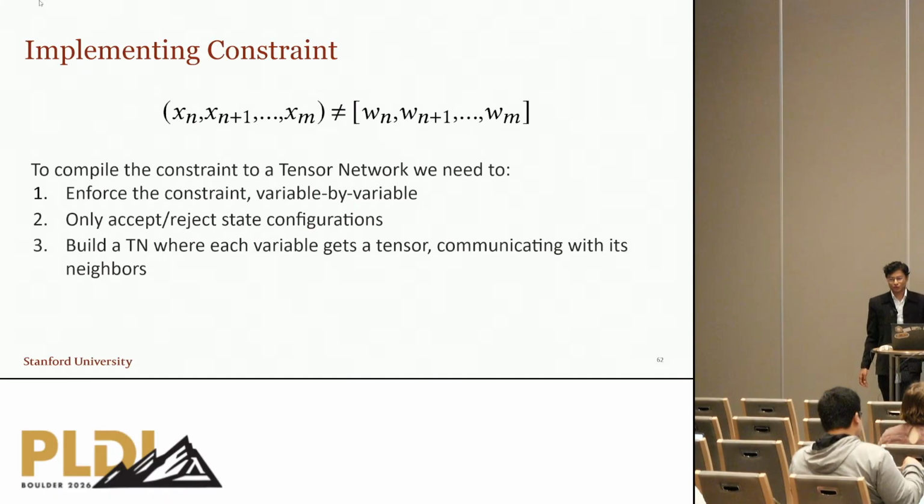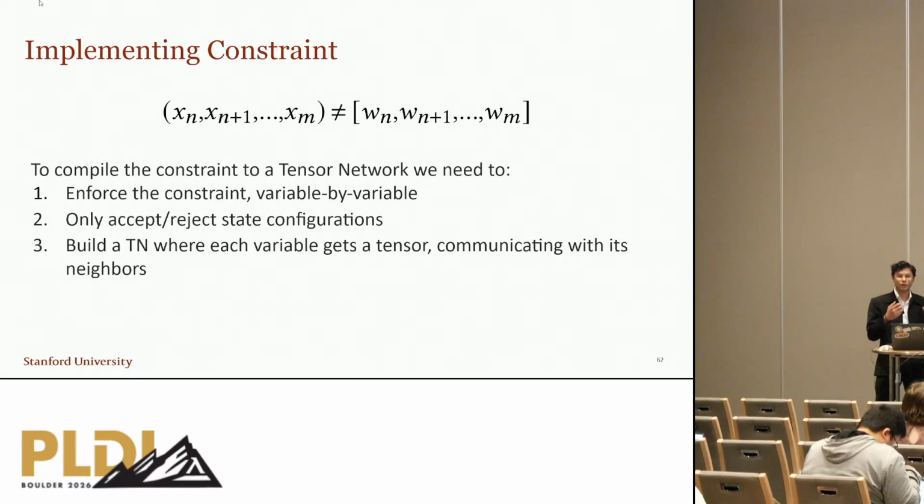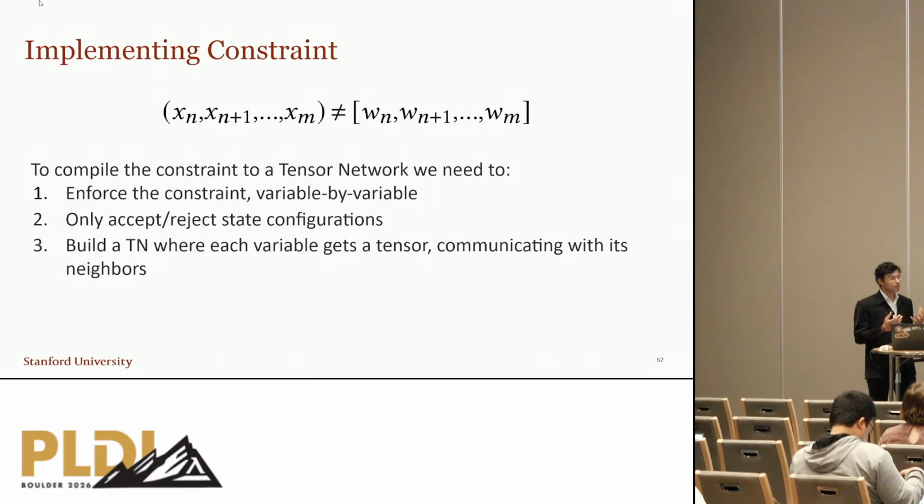To compile this constraint, we basically need two properties. We want to enforce this constraint locally. And in this case, the way this constraint is implemented is we only want to accept and reject state combinations. This will allow us to build a tensor network where each variable will get its corresponding tensor, and it can communicate with its neighbors. x_i can communicate with x_{i-1} and x_{i+1}.